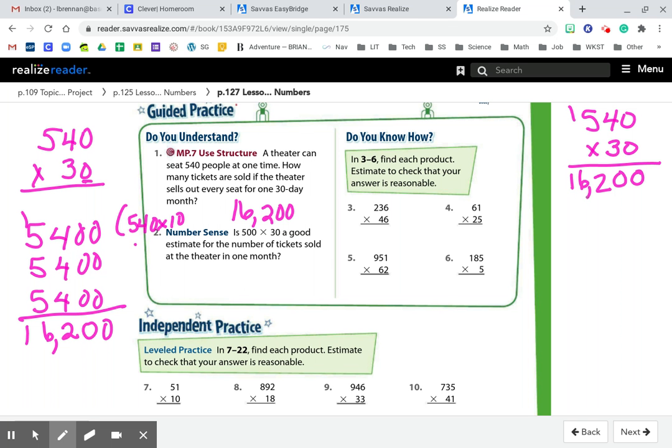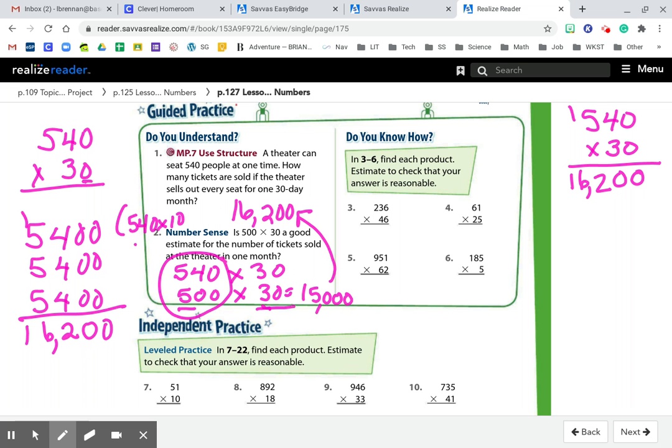Is 500 times 30 a good estimate for the number of tickets sold? I would say it's a good estimate. If you look at the actual problem, they're saying if you rounded that down to 500 and you left the 30 alone and you use the simpler problem, 5 times 3 is 15, bring your 3 zeros over. So I would get 15,000. Is that a reasonable estimate? Sure it is. It's an underestimate because I rounded this value down. This one stayed the same. It makes it an underestimate, but it is reasonable.